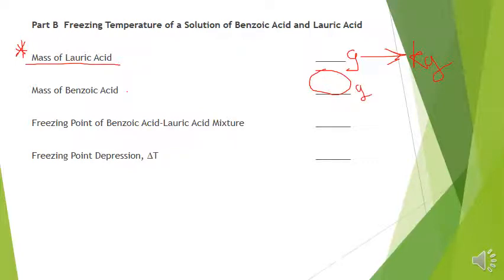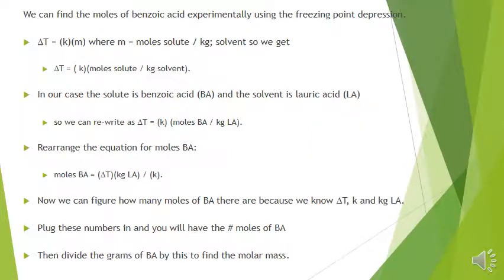And then in the experiments, we figured out what the new freezing point is. Then you subtract the new freezing point from the original freezing point, and you come up with the change in temperature. It's a positive number, so don't worry about it being negative. Right, so now we're going to use this data to figure out the molar mass of the benzoic acid, using the freezing point depression.